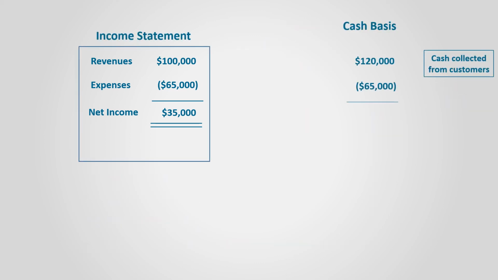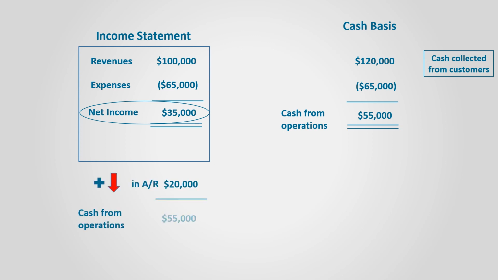Assuming that all expenses are paid in cash, the business should have $55,000 as cash flows from operations. To derive cash flows from operations from the net income figure, we need to adjust it by adding $20,000 to it. So when assets decreased, we added. The resulting net income figure matches the cash that the business has.